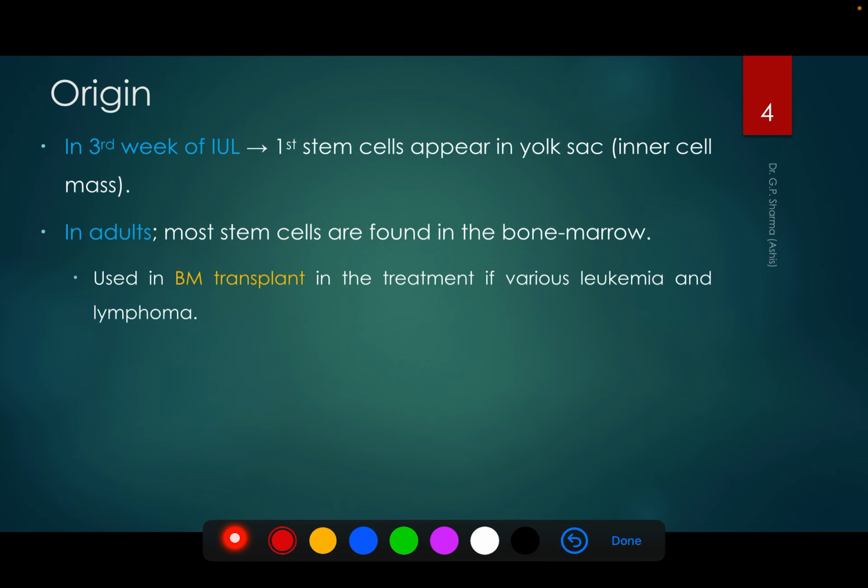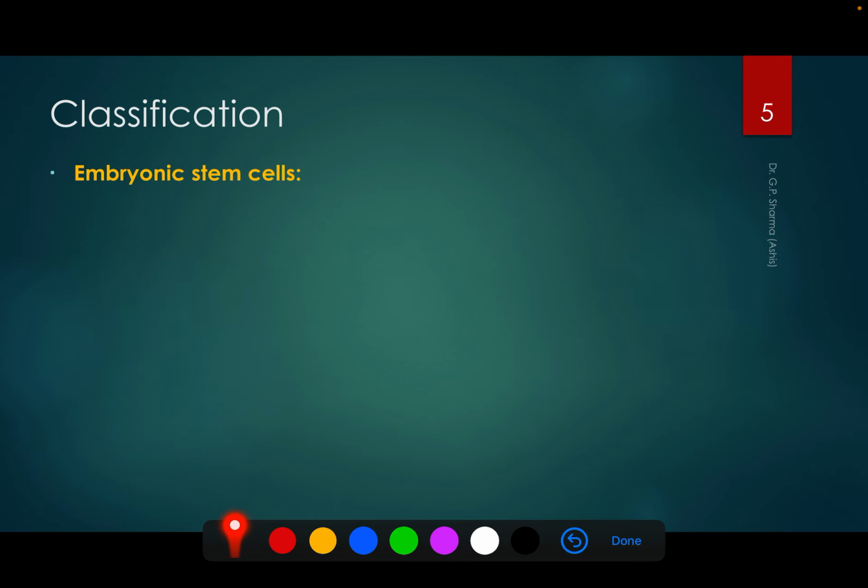Here we have some origins of the stem cells. These stem cells originate from the embryo, and there are two types of stem cells that we are going to discuss. So we can classify these stem cells into two groups. One is the embryonic stem cells, another one is the adult stem cells.